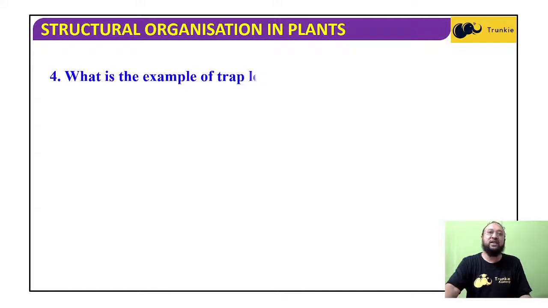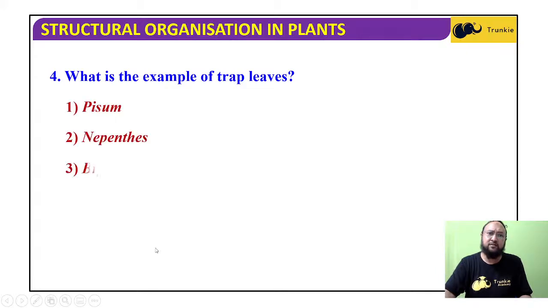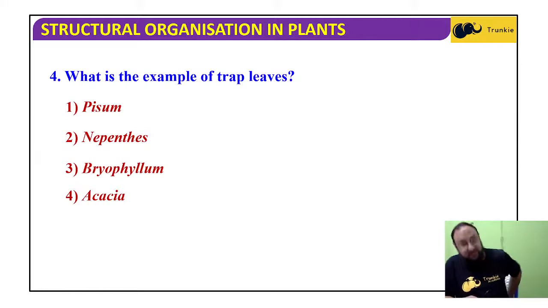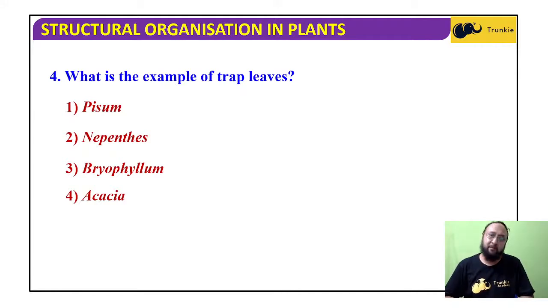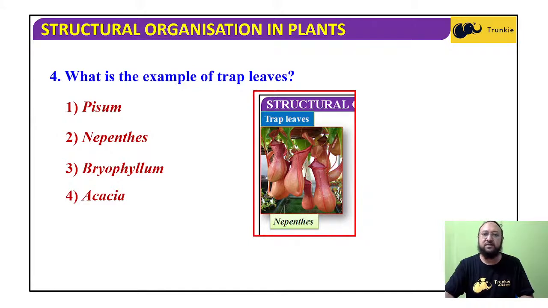What is the example of trap leaves? Very simple. Venus flytrap, I told you. Is it Pisum, Nepenthes, Bryophyllum, or Acacia? Nepenthes. That is pitcher plant and Venus flytrap. These two are the common examples of trap leaves.